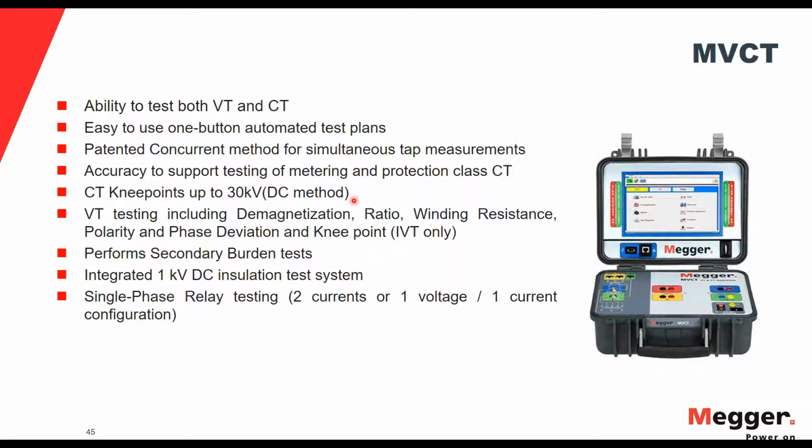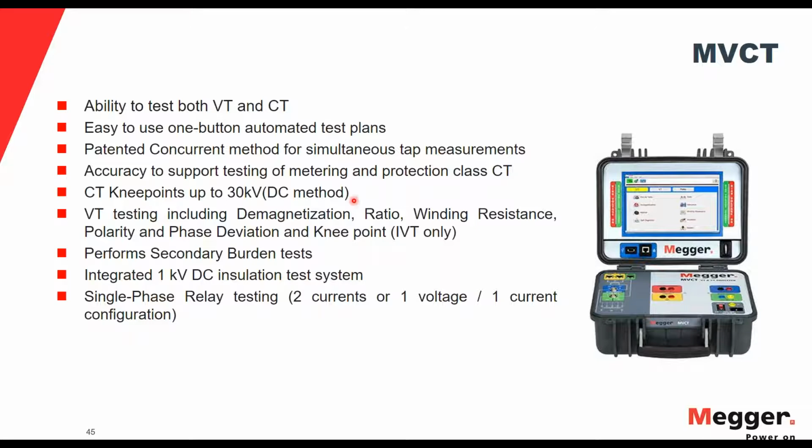Also, for VT testing, it does include the winding resistance, demagnetization, ratio and phase deviation, and knee point for the VTs as well, but only for the inductive VTs, or what we call IVT. The capacitive VTs are not able to be tested using the MVCT. And also, it gives you the ability to do secondary burden tests for meters or protection relays.